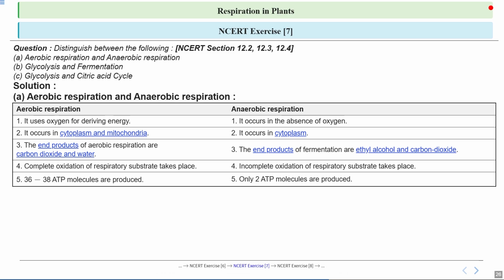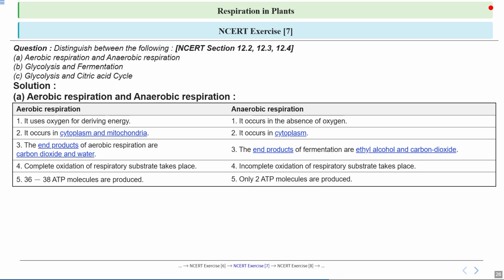If we talk about anaerobic respiration, there is only one process, glycolysis, which is common to both, and it takes place in the cytoplasm. The other process, fermentation, in the case of anaerobic respiration, also takes place in the cytoplasm. Next, what are the end products of aerobic respiration? Carbon dioxide and water. The end products of fermentation are ethyl alcohol and carbon dioxide in the case of alcoholic fermentation, and lactic acid in the case of lactic acid fermentation. Both of these processes take place in the absence of oxygen.